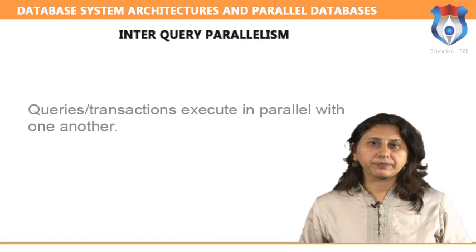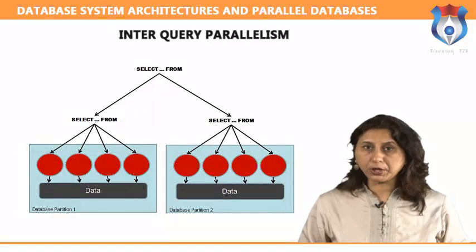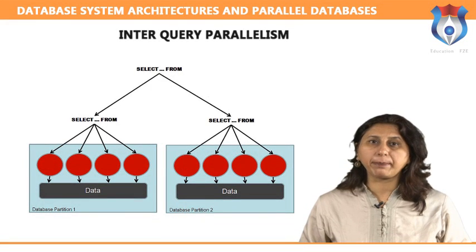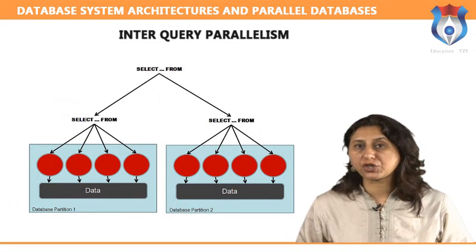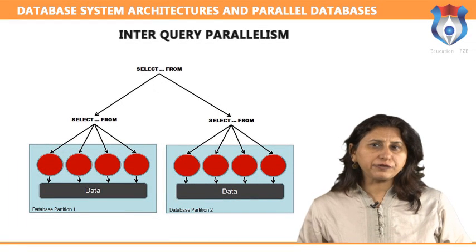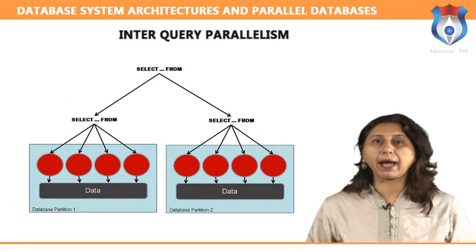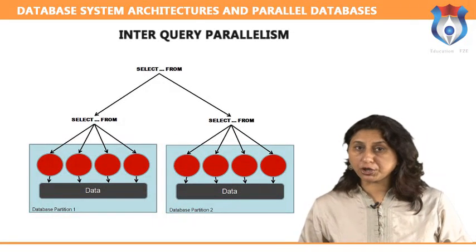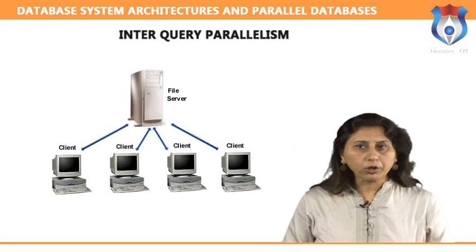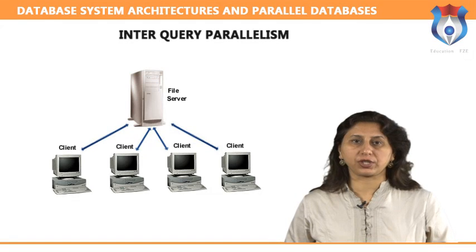Inter-query parallelism. Queries and transactions execute in parallel with one another. It increases transaction throughput and is used primarily to scale up a transaction processing system to support a larger number of transactions per second. It is the easiest form of parallelism to support, particularly in a shared memory parallel database, because even sequential database systems support concurrent processing. It is more complicated to implement on shared disk or shared nothing architectures.